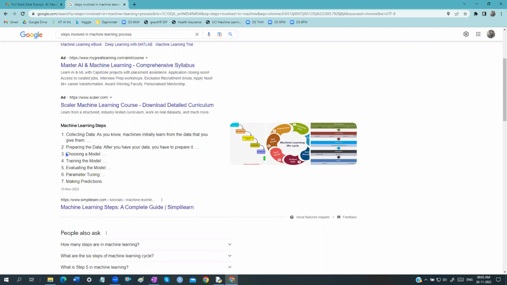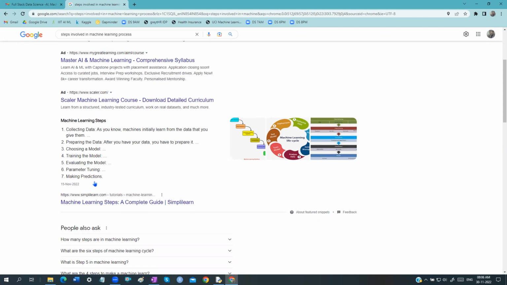As I told you, choosing a model: we'll choose different models. Training the model, evaluating the model, parameter tuning, guys. Parameter tuning is to improve the performance. And then we have to make some kind of predictions. With those insights, we are going to make predictions.